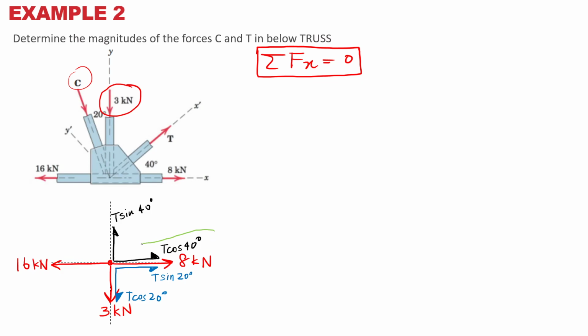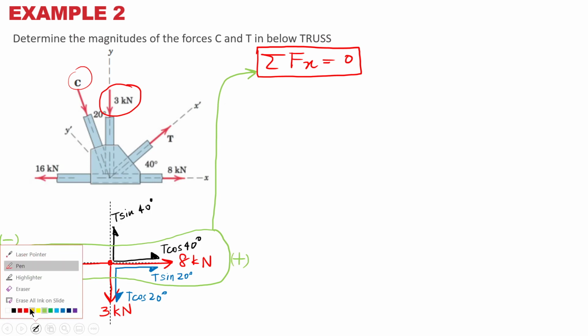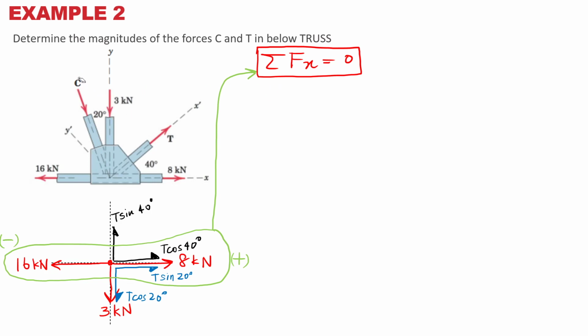So solve this one first. This one is actually summation Fx. How many components? Don't forget, 1, 2, 3, 4. This is positive, this is negative. Okay. Let's write. You don't even have to think about this anymore. No need to look at the question anymore. No need. Just look at your free body diagram. Okay, look at your free body diagram.